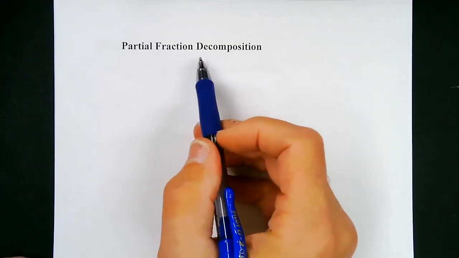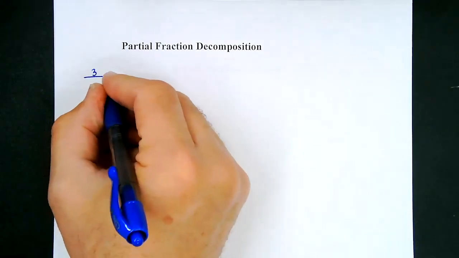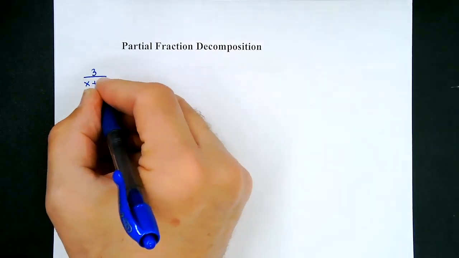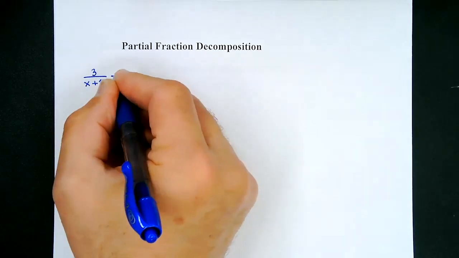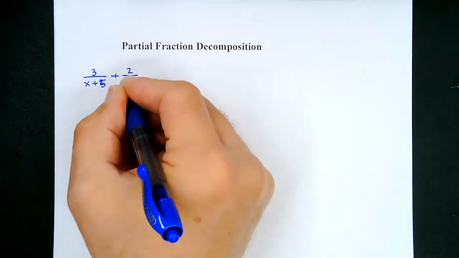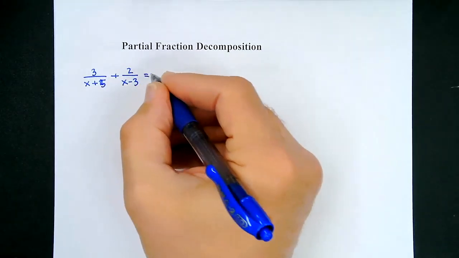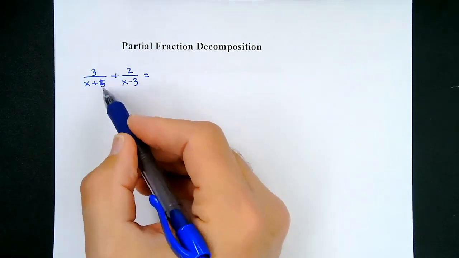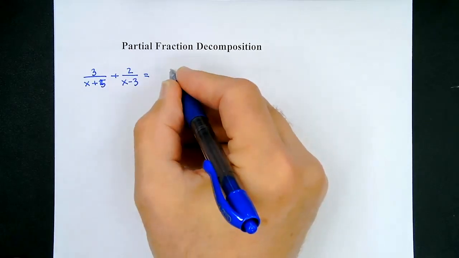So we're going to look at partial fraction decomposition again, okay? And once again, if we have something like this, 3 over x plus 5 plus 2 over x minus 3, that's equal to, I would need to get a common denominator, so I need to multiply this first fraction by x minus 3 over x minus 3.